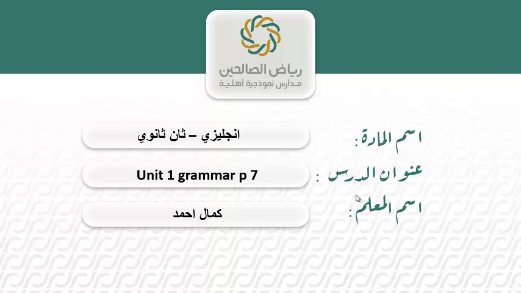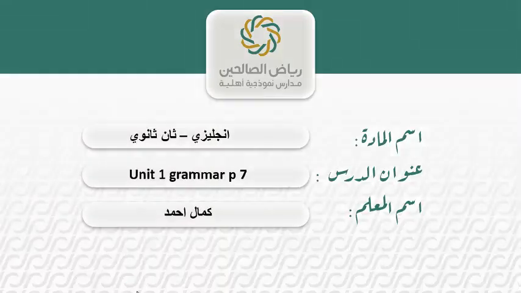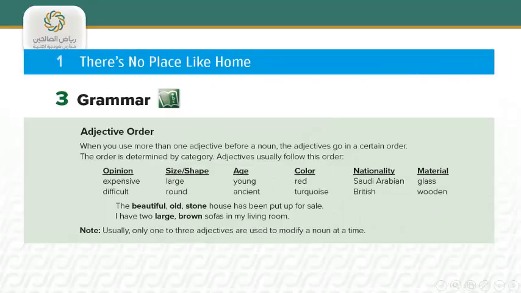So open your students' books to page 7 and follow me so that you can get the benefit out of the class. Our first piece of grammar that we are going to discuss today is adjective order. When you use more than one adjective before a noun, the adjectives go in a certain order. The order is determined by category. Adjectives usually follow this order.